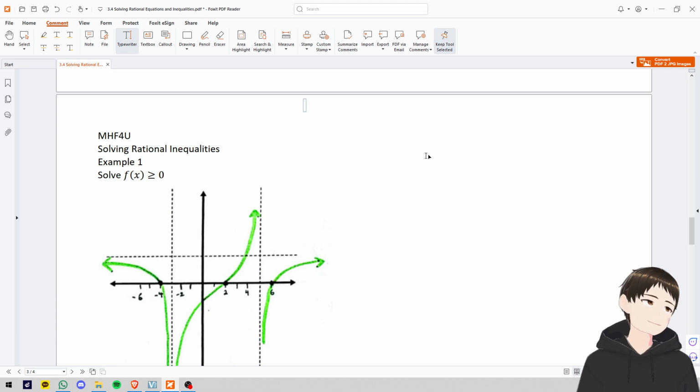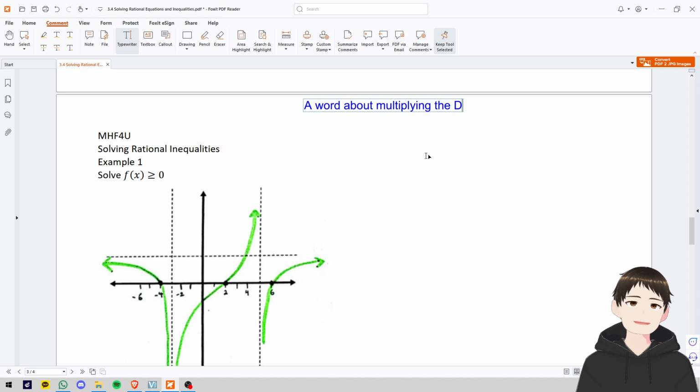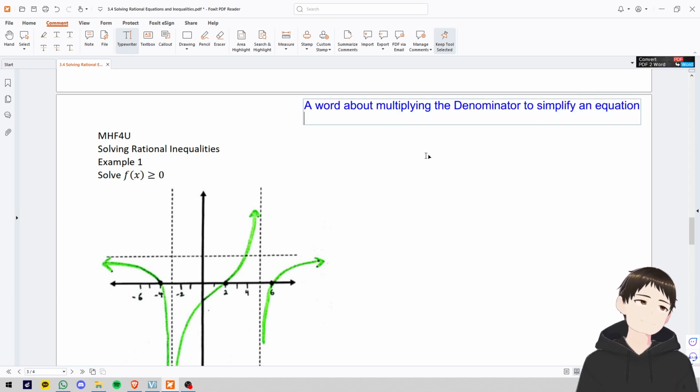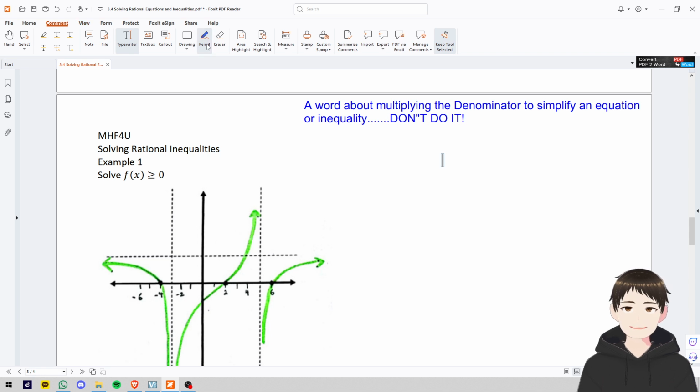Okay, so a word about multiplying the denominator to simplify an equation or inequality. You should know by now, don't do it. And I could give you an example once again, especially if you were not here the other day. Consider negative 2x plus 4 is greater than 0.